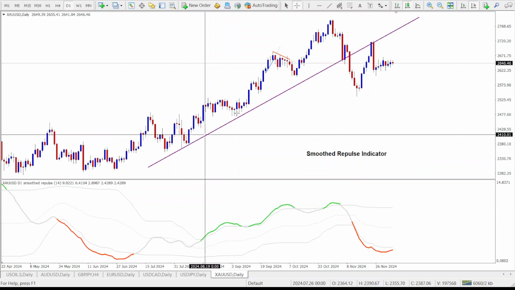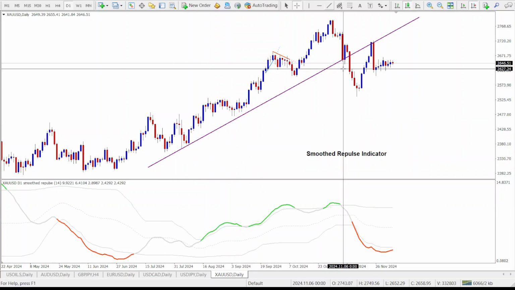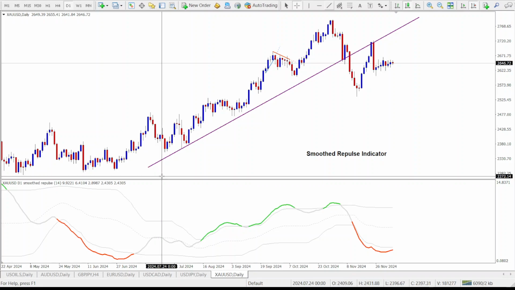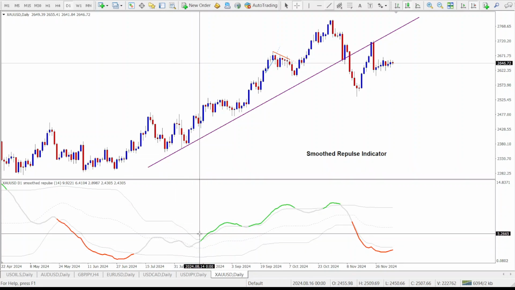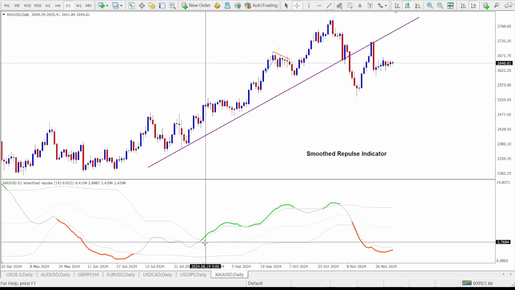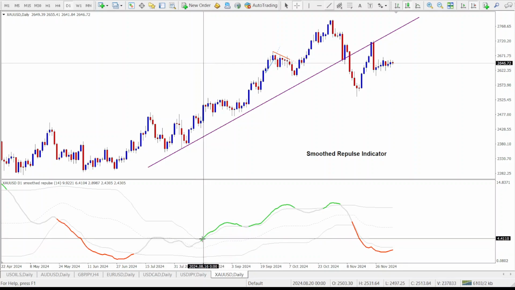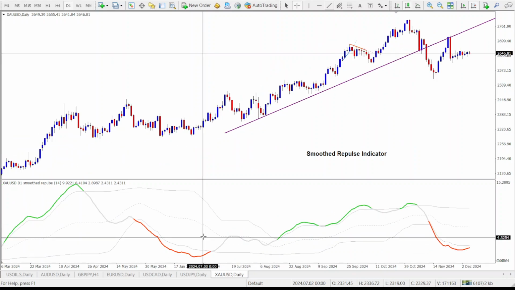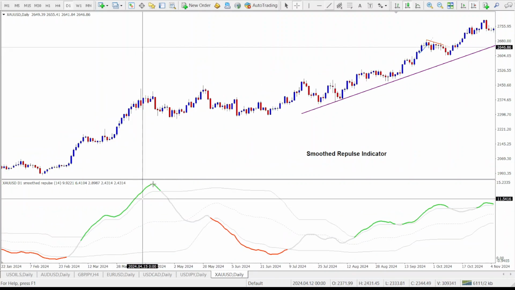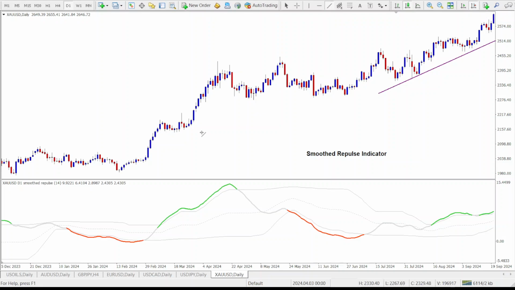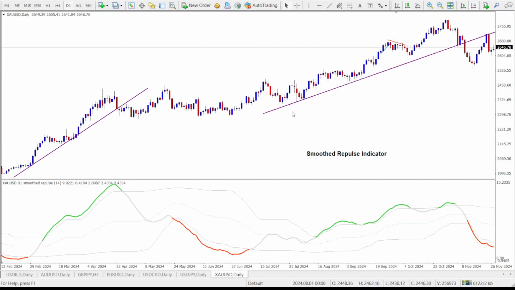So at the start of this trend, I'm going to recommend always using trend lines so that you can confirm the signals given by the Smoothed Repulse Indicator. Okay, so at this point, you can see that we had the indicator form the green line. This was the first time that it formed the green line since this last bullish move before the consolidation, right? Before the consolidation.